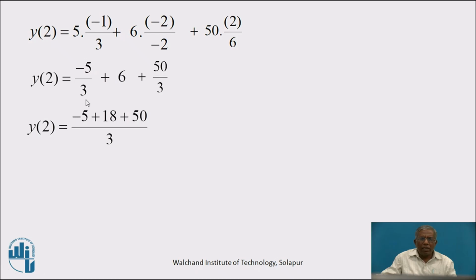And when we take LCM 3 on the right hand side, we get y at x equal to 2 is equal to, in numerator minus 5 plus 18 plus 50, divided by 3. Therefore, y at x equal to 2 is equal to, the sum of numerator is 63 and divided by 3 as it is. It gives the value of y at x equal to 2 is 21. So, this is the required answer for the given question.